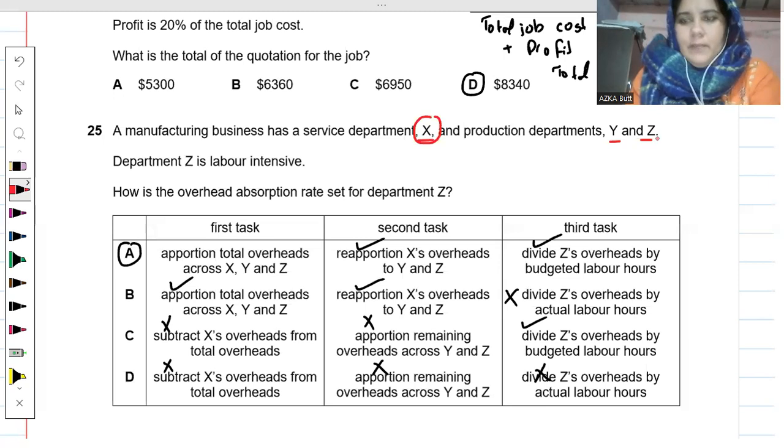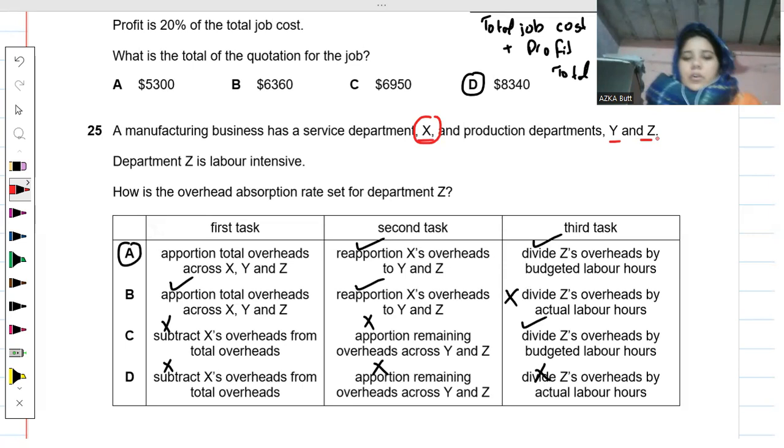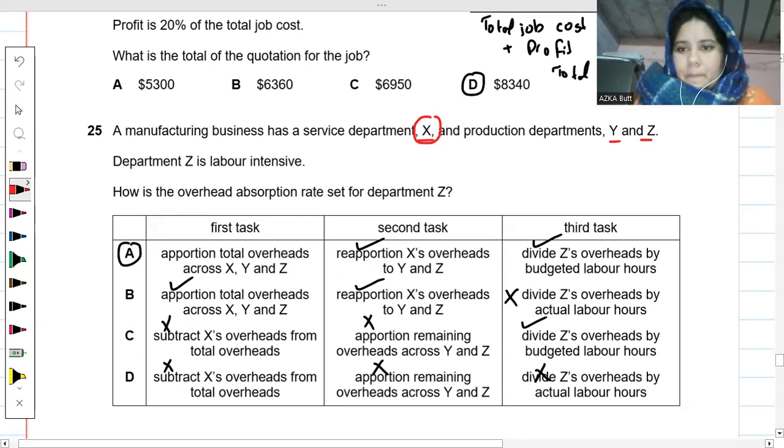And why we are doing it, I have already discussed with you. So the second task is also wrong. And in the third task, the examiner says to divide these overheads by the budgeted labor hours. So this is the right option. But because the first task and the second task are wrong, we cannot say that option C is right. I hope you just understood the concept behind this question. So all three tasks together are right only in option A. So option A is the right option.